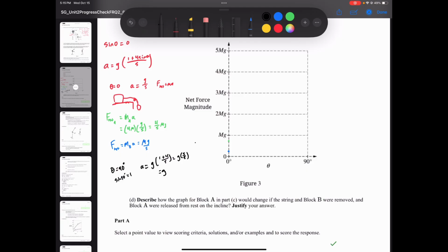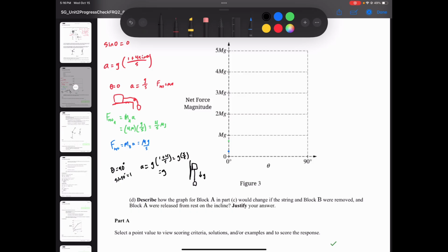That should make sense because if you think about it, say the table is completely vertical, and block A is being pulled down by the smaller block B. Well, they're both going to accelerate at g. They're just going to be in free fall. So these two blocks are just going to be falling straight down. So it makes sense that the acceleration of the system is simply g.